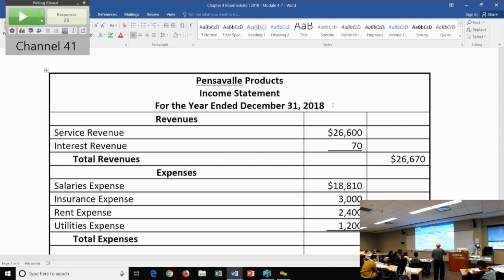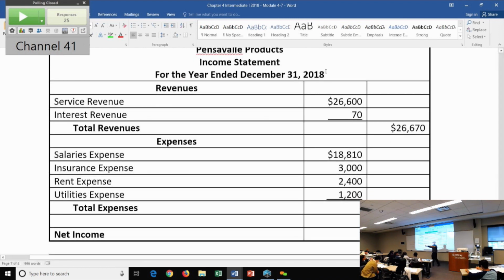All the revenues are added together, 26,670. All of the expenses added together, and in one step you subtract them, and you get the net income of 1260. I just want you to notice that the income statement is a flow statement. It's for the year ended. It's over a period of time, not at a point in time. So any questions on the income statement? I know you've seen it before, but just in case.